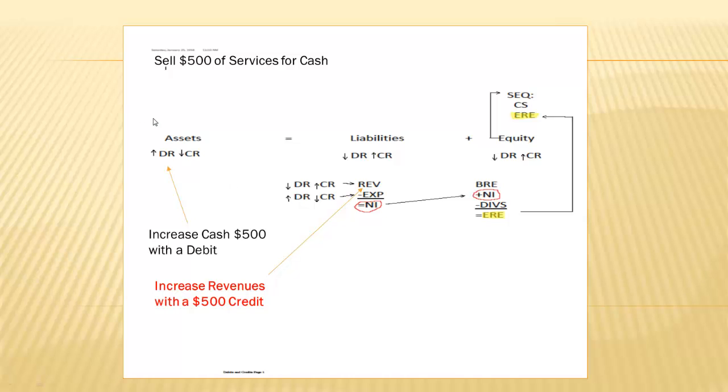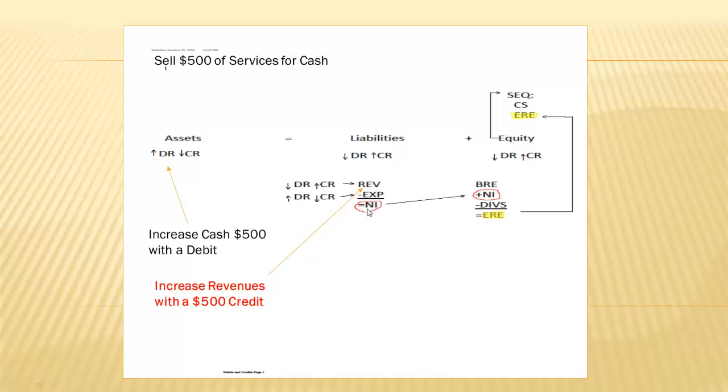Additionally, we have earned a revenue when we sold those services. So we're going to increase revenues with a credit. And look what happens here. We're increasing a credit. And if you remember, revenues are part of the income statement.